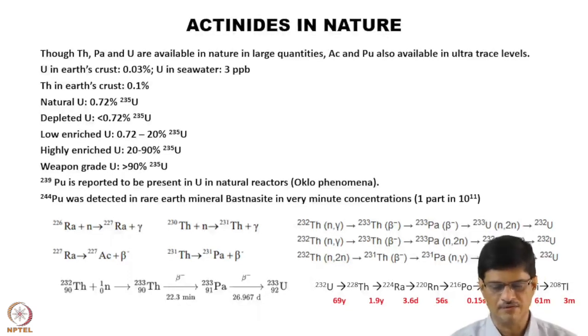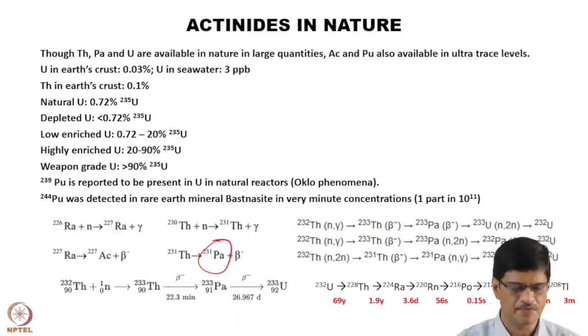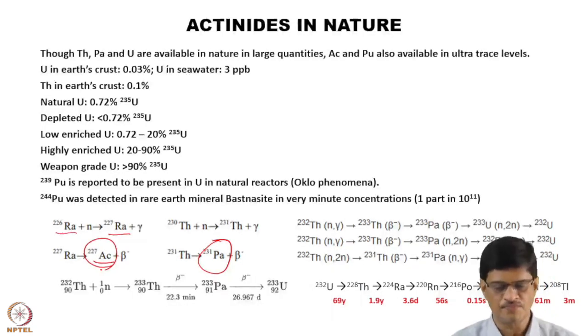Some of the other actinides, like protactinium-231, can be formed by the reactions written here. Similarly, radium-226, with subsequent neutron capture, gets to radium-227, and radium-227 can go to actinium-227. This is how actinium-227 is formed. Protactinium-231 is formed from thorium-230, which by neutron capture goes to thorium-231, and thorium-231 decays by beta decay to protactinium-231. So this is how protactinium and also actinium-227 are formed.